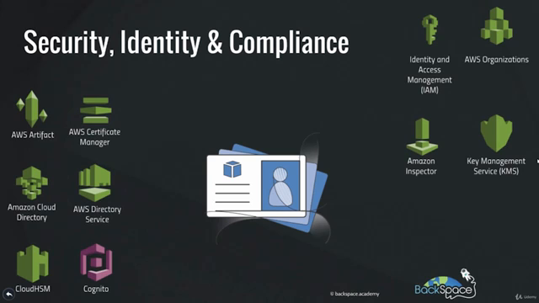AWS Key Management Service, or KMS for short, makes it easy to create and control encryption keys for your encrypted data, and it also uses hardware security modules to secure your keys. It's integrated well with AWS services such as Amazon S3, Redshift, and EBS. AWS Shield provides protection against distributed denial of service, or DDoS for short, attacks. The standard version of AWS Shield is implemented automatically on all AWS accounts.